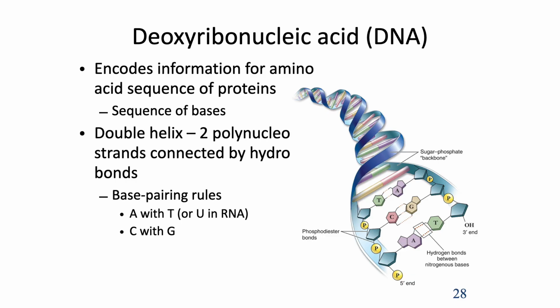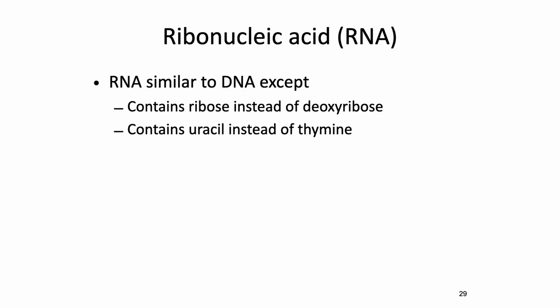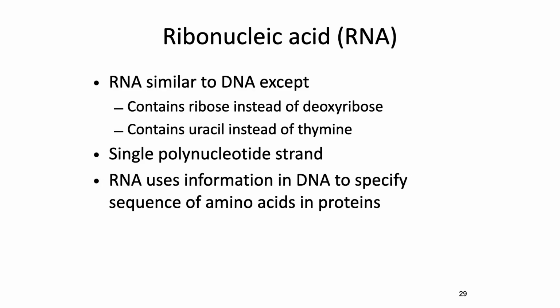The double helix can be unwound. It's only held together by hydrogen bonds. And the bases are complementary, so if you know one side, you know the other. And then enzymes can be used to make RNA from DNA. And it contains ribose instead of deoxyribose and uracil instead of thymine. It's a single nucleotide strand, and it uses the information in DNA to then help make a protein.